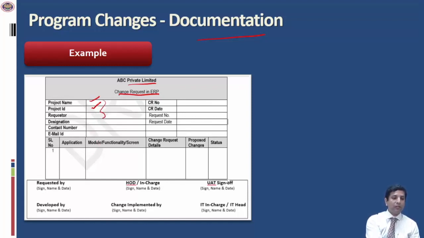The key thing here is who is the requester. So who has actually requested the change? What is the designation of the person, and contact number and email ID for operational reasons. Another important thing in this form to note is the change request number. We have to make sure that all the changes are numbered in a sequence, so that when we come into audit, we know that all the changes are captured in the system.